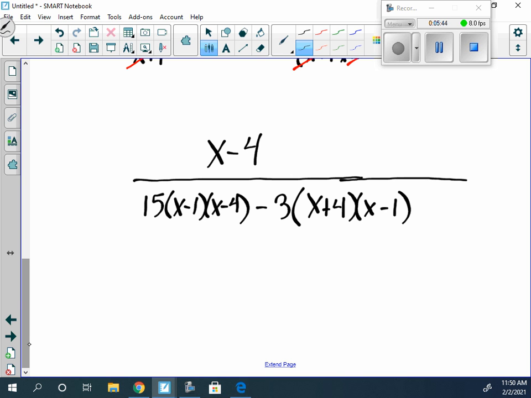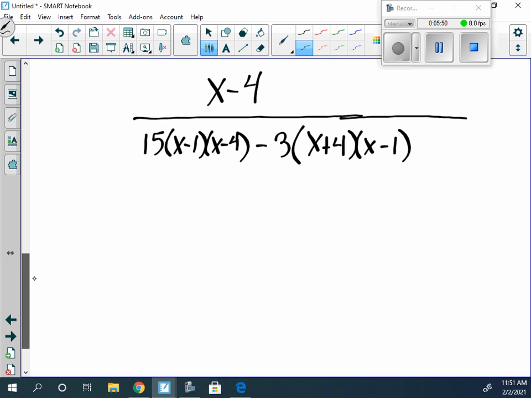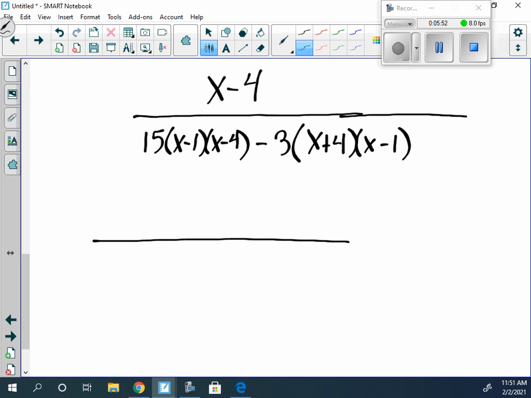Then we get to this point here. Questions on this here so far? Okay. Now what we're going to need to do is we need to simplify the denominator. The numerator is as simplified as it gets, but we need to combine like terms. So what we're going to have to do is we're going to have to distribute these, multiply through.